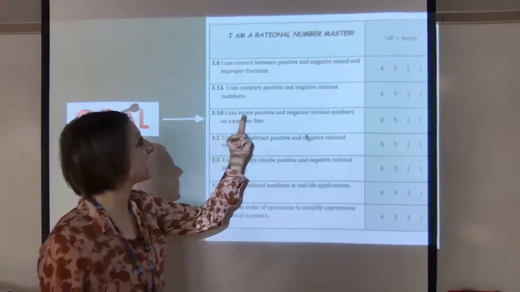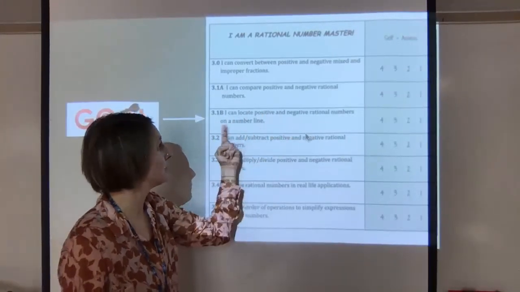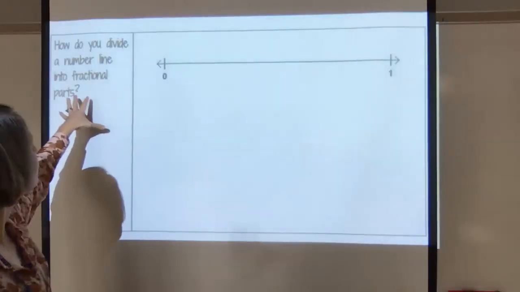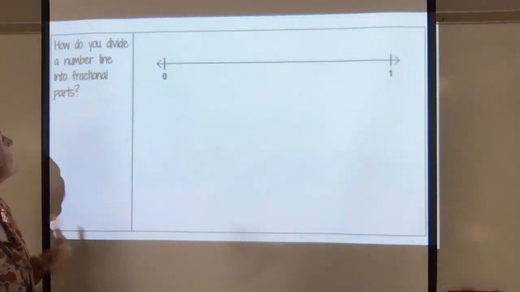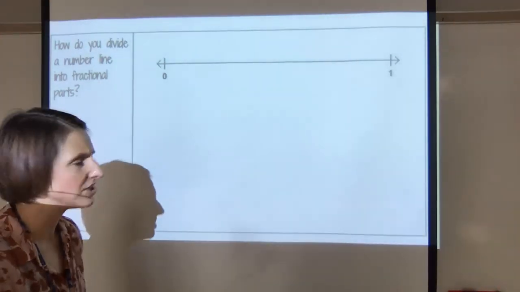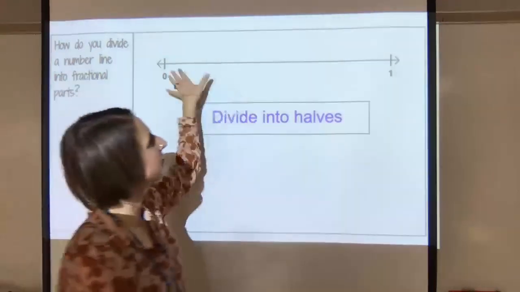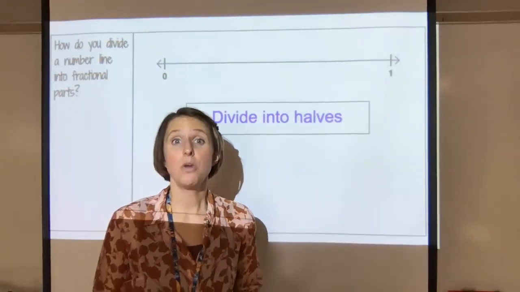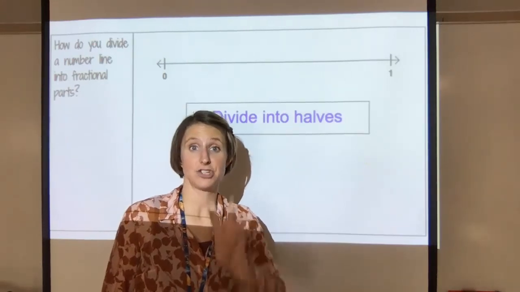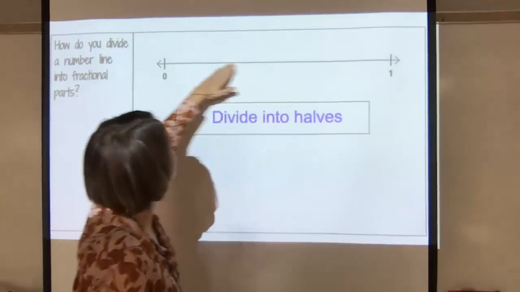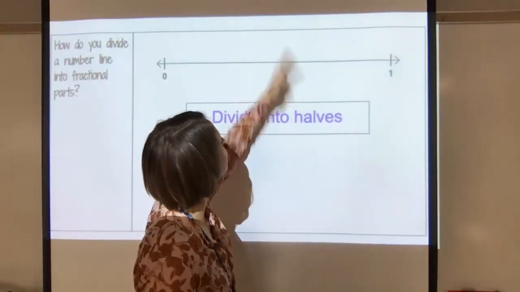Our goal for today is I can locate positive and negative rational numbers on a number line. So look at the first chunk in your notes. How do you divide a number line into fractional parts? That can be a challenging piece. So think, if I wanted to divide my first number line here in half, what does that mean? Well, that means the denominator of my fraction is a 2. I want to have 2 equal pieces.